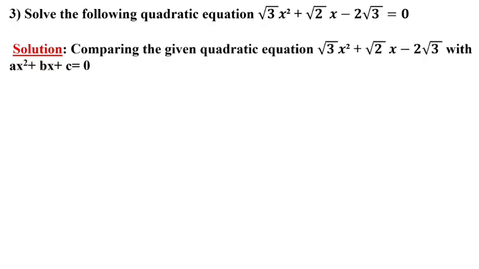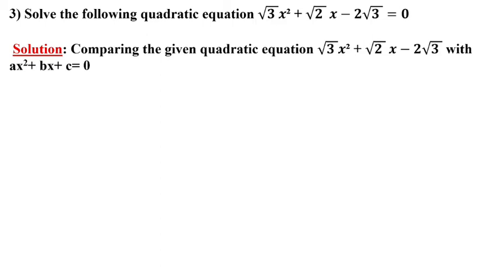The third sum is: solve the following quadratic equation, under root 3 x square plus under root 2 x minus 2 under root 3 equal to 0. Here it is given to solve the quadratic equation. Here the method is not mentioned. So here we can use the formula method, the completing square method, or the factorization method.